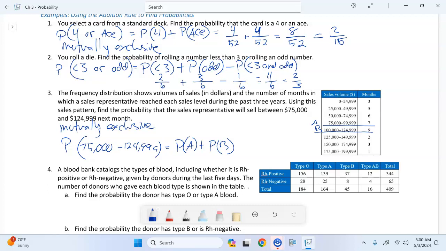What is the probability of event A? 7 out of 36. And the probability of event B? 9 out of 36. So what's the probability of both things happening? 16 out of 36.